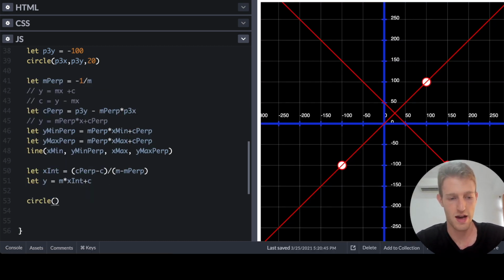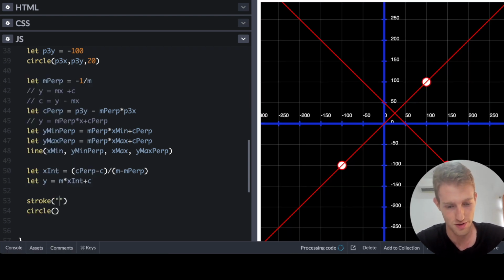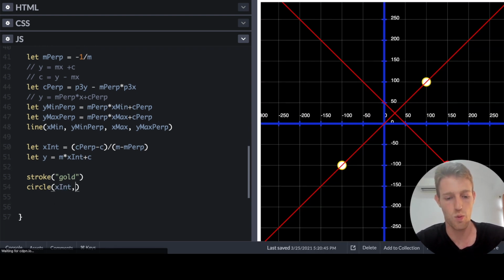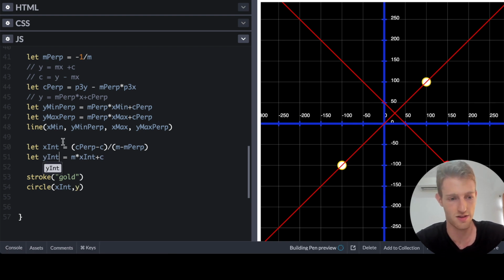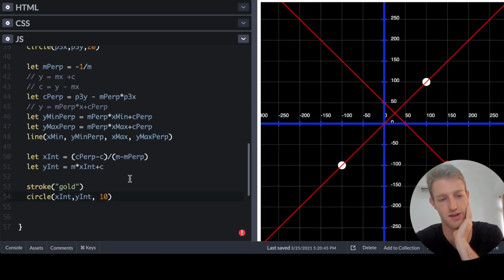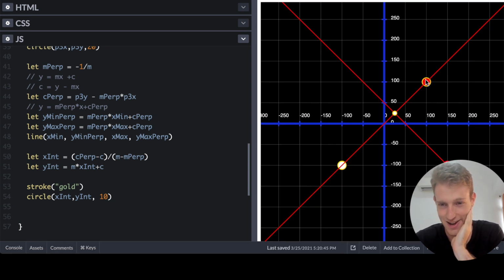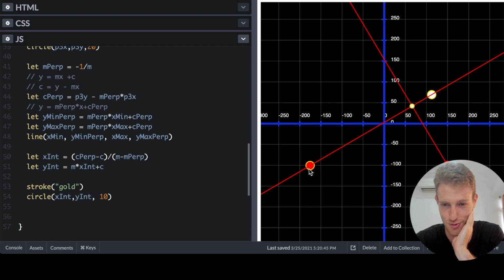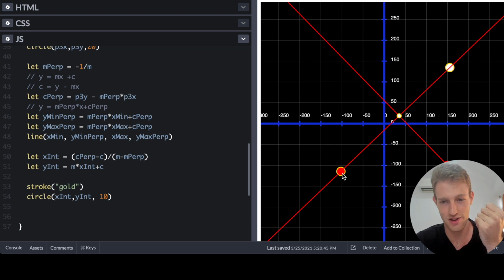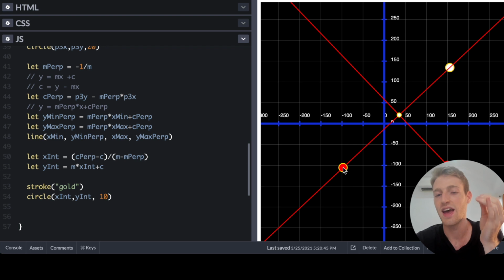Let's put a circle. We're going to make it gold, stroke gold, because this is the golden point that we'll be able to find. And it's going to be x int, y. Oh, we can't say y. Let's say y int because we already defined y before. So y int. And let's make it a bit smaller. Let's go 10. Now we should see a nice intersection over here. Look at that, okay? Cool. And now you can see as I move this line, we're always keeping to that point. Okay, so we found the perpendicular line and we found where it intersects with the original line.